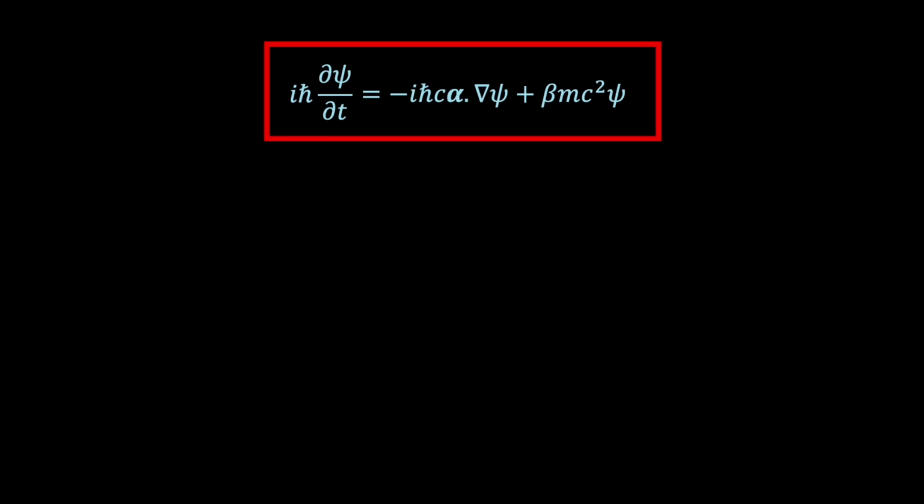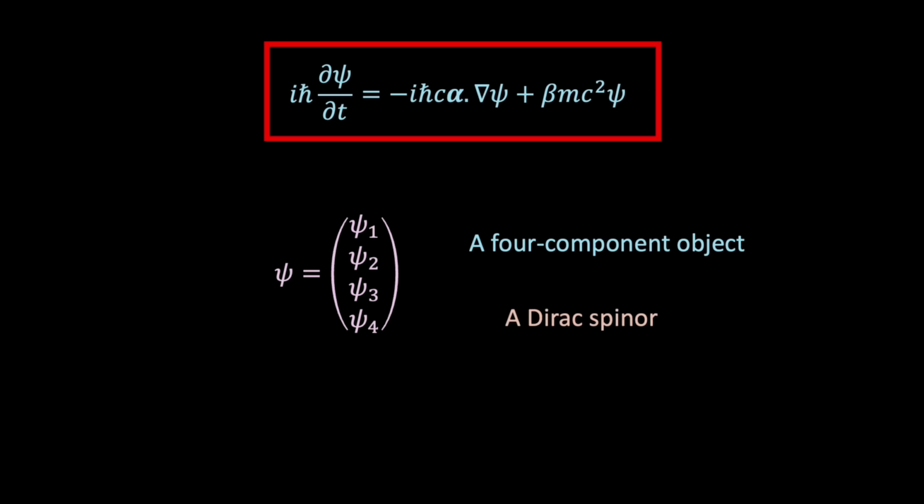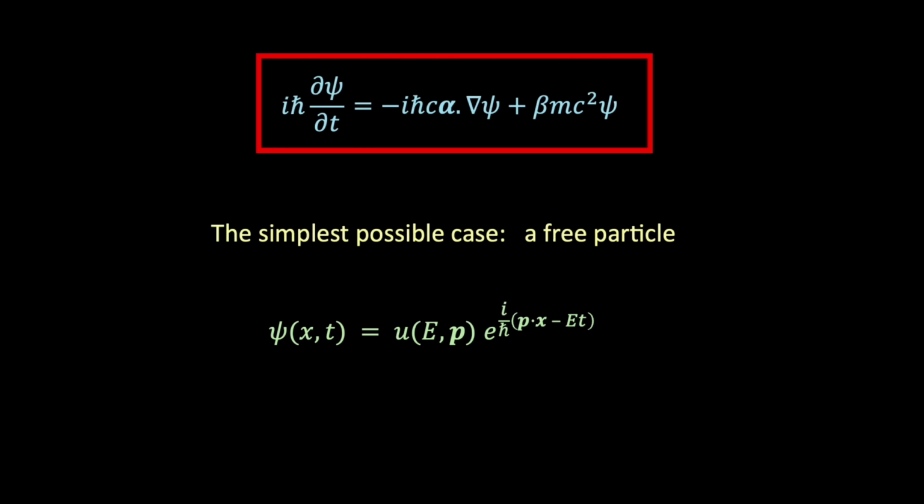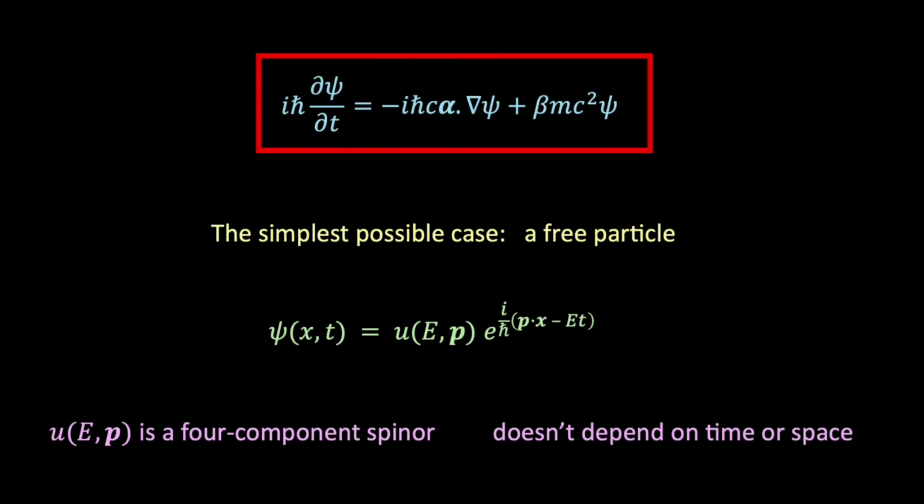And since the alpha and beta matrices are 4x4, it follows that the wave function which they act upon must be a 4-component object known as a Dirac spinor. Our task is to now try and solve this equation. We begin with the simplest possible case, a free particle. One not experiencing any forces, moving through space with a constant momentum p. In this case, we can try a plane wave solution of the following form, where u is a 4-component spinor that doesn't depend on time or space. Rather, all the dynamics are carried in the exponential factor.